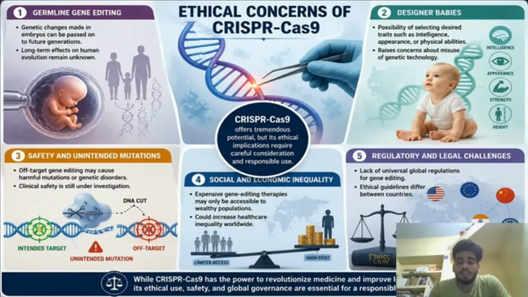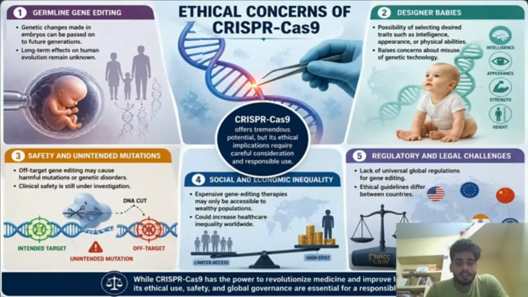Okay, so if we talk about ethical concerns, because we are playing around with DNA and genes, there are always ethical concerns for CRISPR-Cas9. Firstly, germline editing. The long term effect on humans may occur, and genetic changes made in embryos can pass on to future generations. If we make any genetic changes to babies, that will pass to their future generations. So designer babies are there. Here intelligence, appearance, and strength could possibly be selected for.